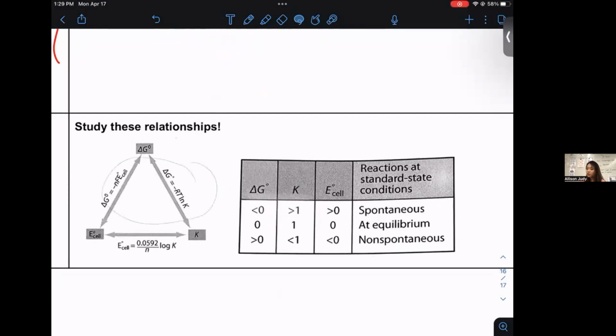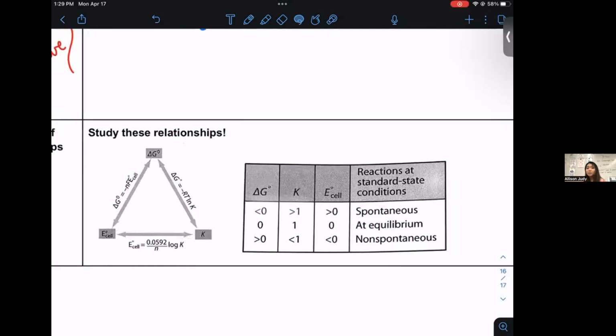All three of these equations, actually, let me put it this way: these two equations are given on the AP exam equation sheet. This one is a derivation at 25 degrees Celsius, but you're given the original negative RT over NF. So keep that in mind, but you are officially done with unit 9. That's good, guys.